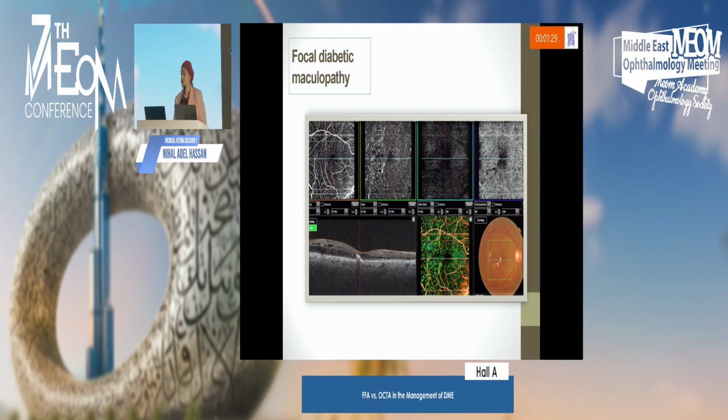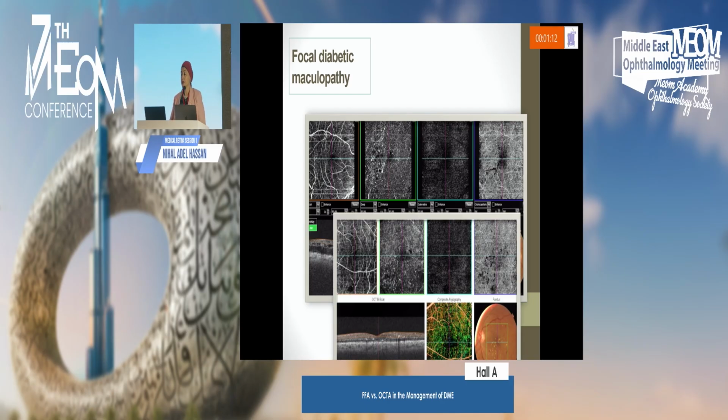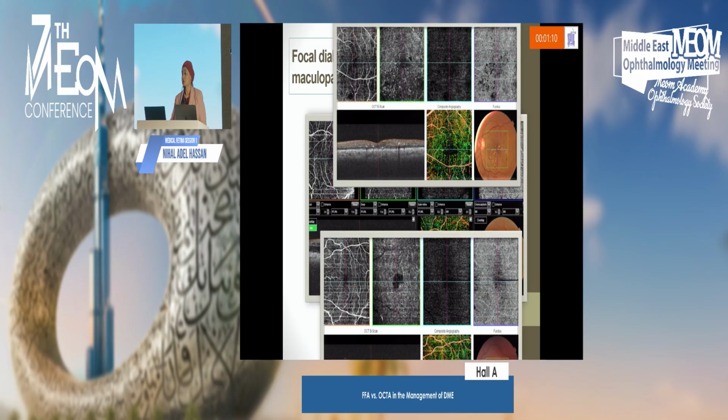And this is a case in which there is diffuse macular edema, parafoveal non-center involved macular edema, where the OCT angio shows the microaneurysms in the deep retinal layer, which we are concerned with more in diabetic macular edema rather than the superficial, which are affected.